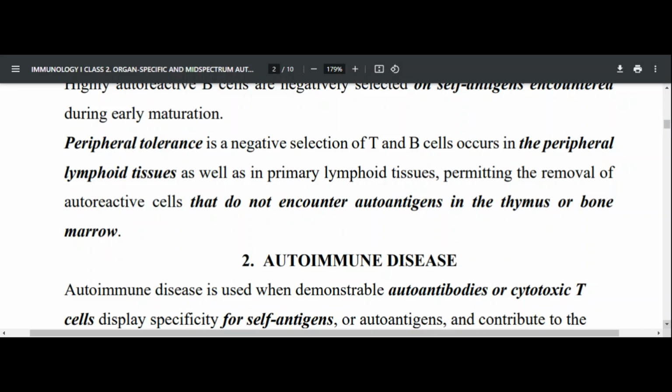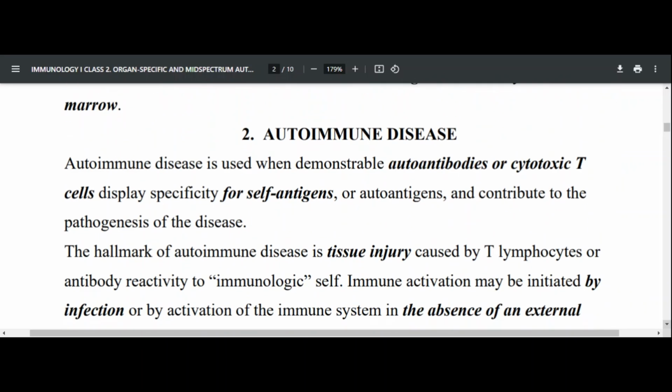Now, if a failure of either of the two tolerance checkups happens, it leads to autoimmune disease. And what is autoimmune disease? Autoimmune disease is the term normally used when we want to demonstrate that autoantibodies or cytotoxic T lymphocytes display specificity for self-antigen, or autoantigen, and are contributing to the pathogenesis of disease.